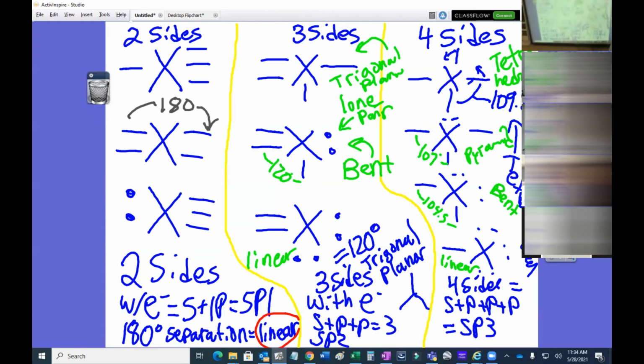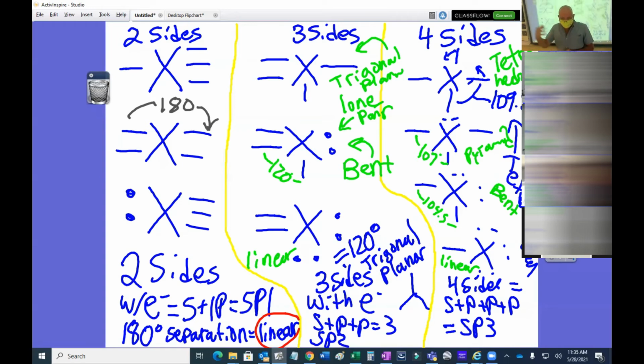Yeah, for every pair of unbonded electrons, it closes the bond angle of the others by 2.5 degrees. For every pair of unbonded electrons, it closes the bond angle of the other bonded electrons by 2.5 degrees. So if you have one pair of electrons, it makes the bond angle of the bonded electrons 2.5 degrees less than what you predicted based on the geometry. If you have two pairs, then it's 5 degrees less.